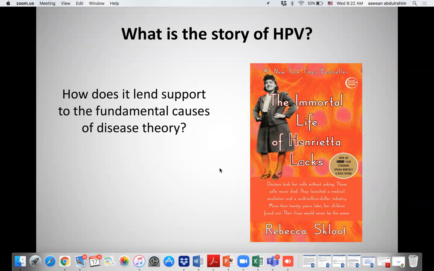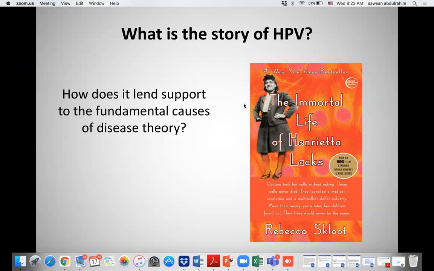Basically some information about the human papillomavirus, HPV, and the HPV example, the article on HPV, which was a test of the fundamental social cause, particularly a test of the second principle of the fundamental social cause, which is more difficult, in fact, and requires access to really good data. Okay, so what is the story of the human papillomavirus? And how does the human papillomavirus vaccine lend support to the fundamental cause of disease theory?